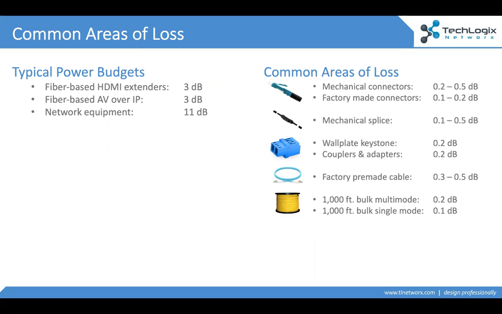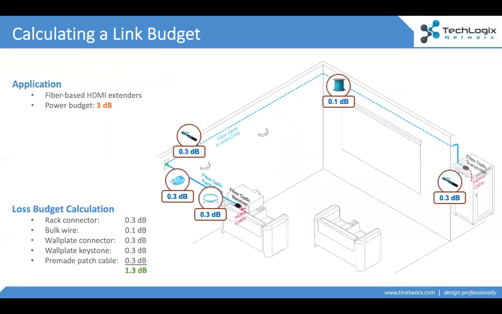And we can look at these different applications and start to put this together. So let's calculate this link budget. Let's actually look at this in process. Here's a very common installation: we have a home theater. If you're doing residential installations, this probably looks pretty familiar. You've got an equipment rack, you've got an HDMI source, and we want to run that to a remote projector.